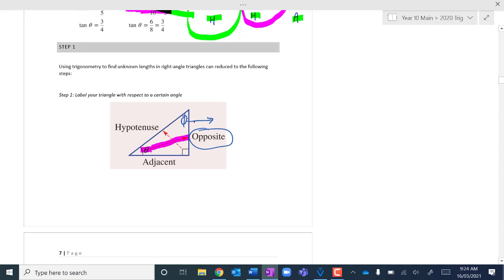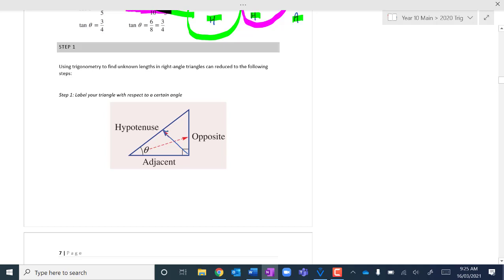The opposite would actually be down here. So it's not locked in that that side's the adjacent. It's adjacent to the angle that we're looking at. Okay, so if I was to rub that out, if we're just solely looking at theta, the opposite is always going to be on the other side.